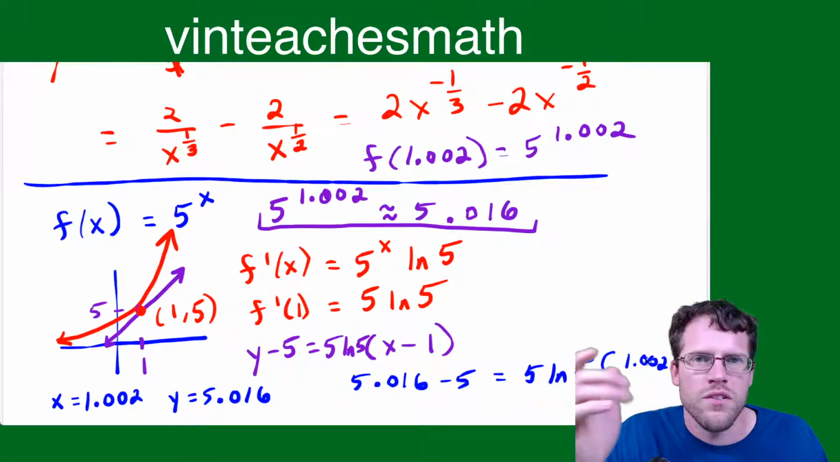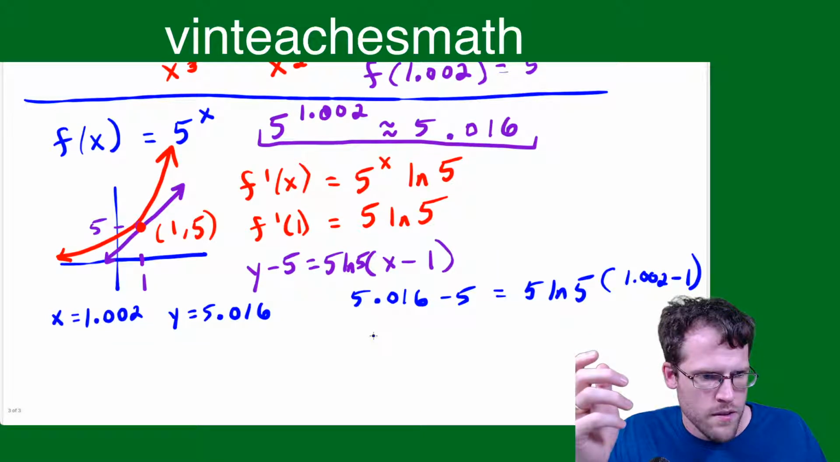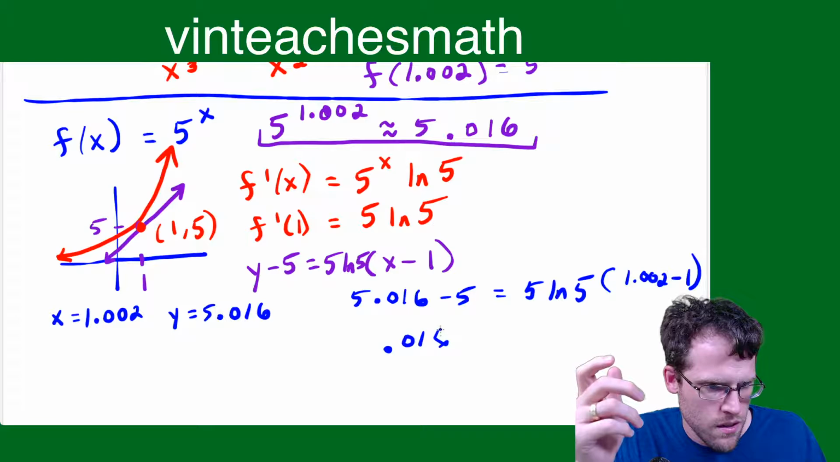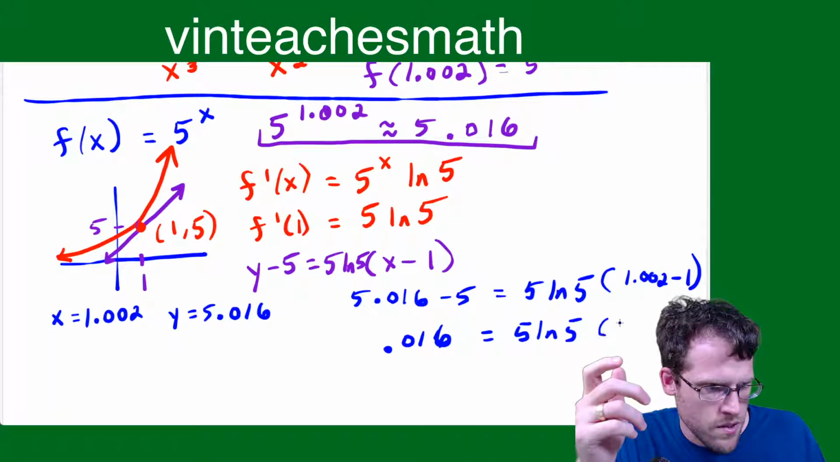So now this we just solve. This is going to make 0.016 equals 5 ln 5 times 0.002. Oh, I see it now.